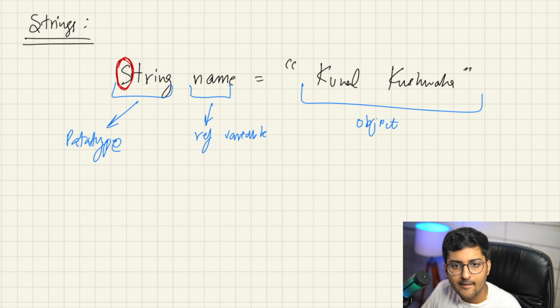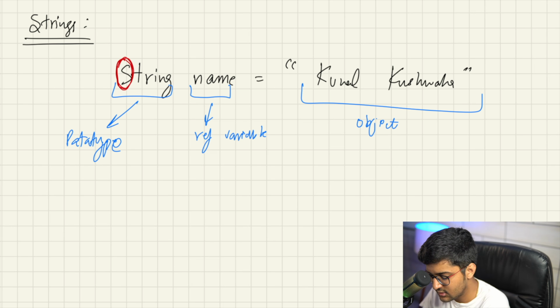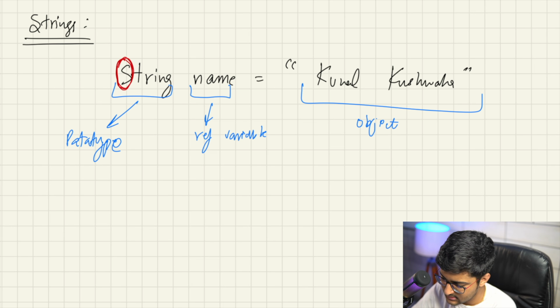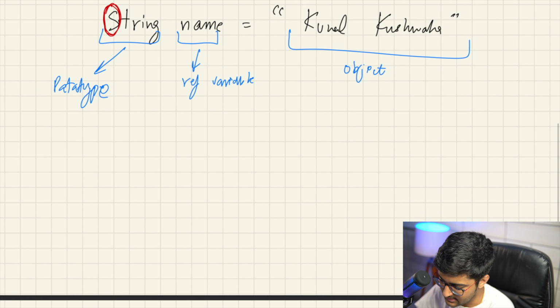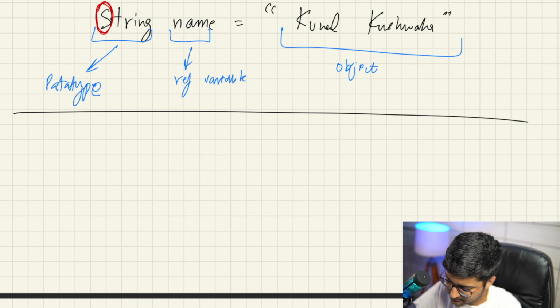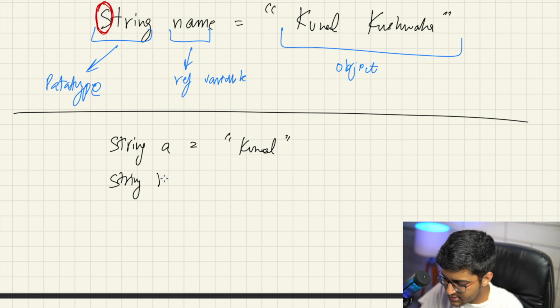Okay. And this thing is actually a string object. Very simple stuff. Now the next point is, how is it actually being stored internally? Let me tell you something. If I write something like string A is equal to Kunal, then I say string B is equal to Kunal.